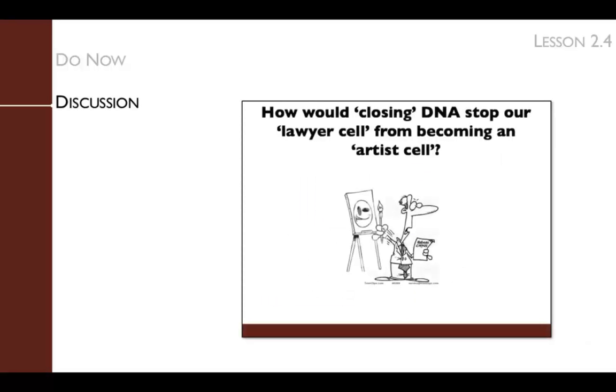Now we can see that a lawyer may have difficulty becoming a successful artist if the genes that confer artistic skills have been switched off. This can occur if the DNA in these genes has been modified with methyl groups that has caused the DNA to coil up tightly, making them inaccessible to transcription factors.